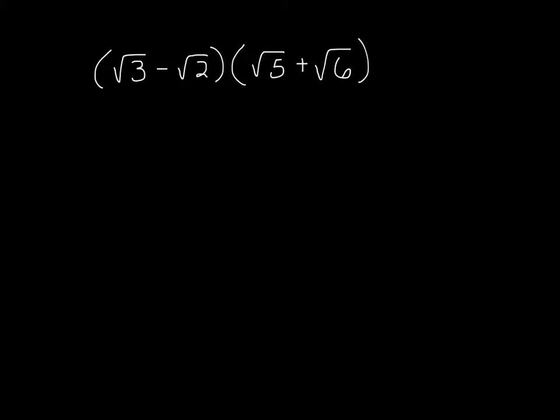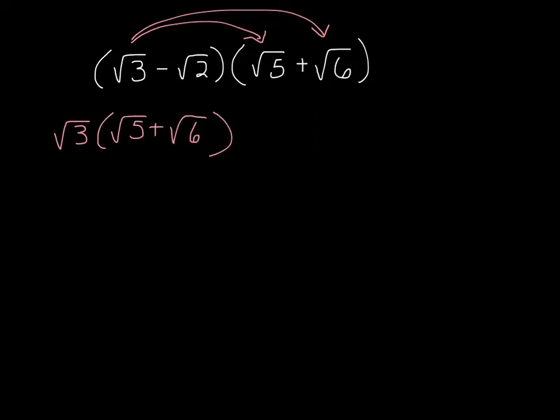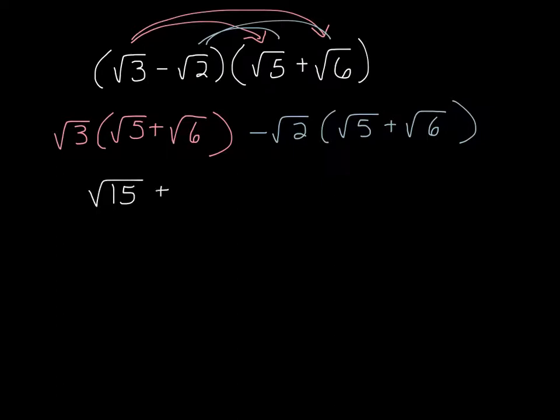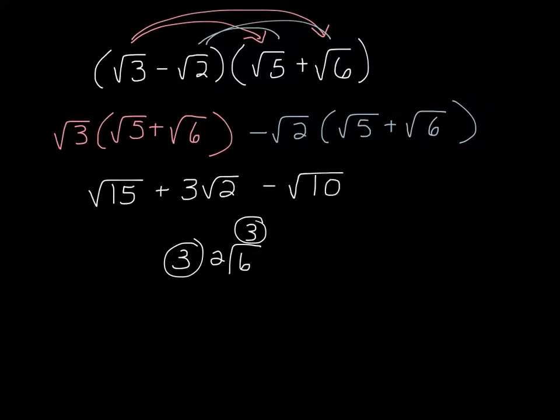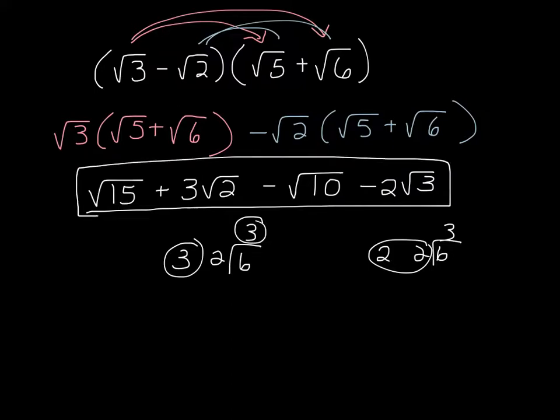Here we're going to be distributing root 3 to both parts. And root 2, negative root 2, to both. And so we have root 15 plus 3 root 2 minus root 10 minus 2 root 3. No like terms, nothing else that can be simplified, so that's my final answer.